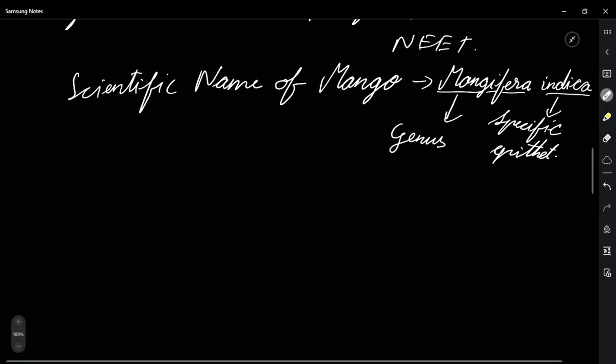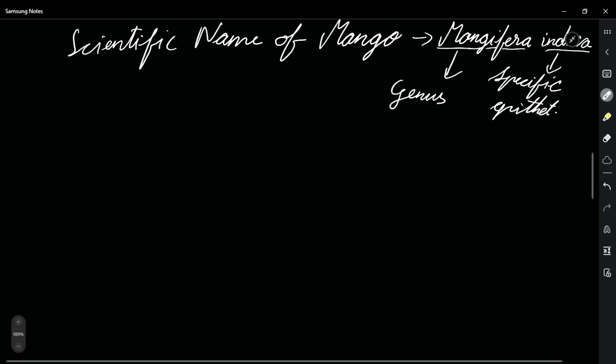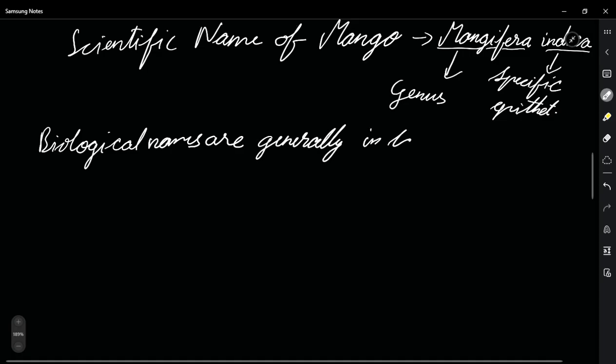There are some rules which should be followed for nomenclature. Biological names are generally in Latin, a language which was earlier spoken in Greece, and are also written in italics, as in a computer font. This is the first rule.